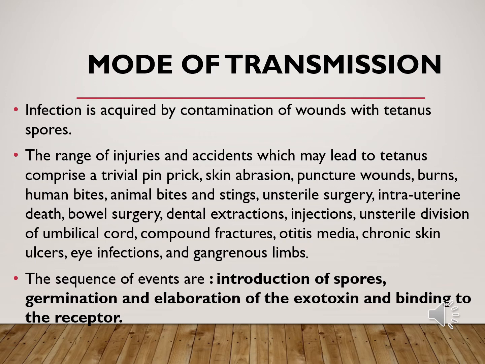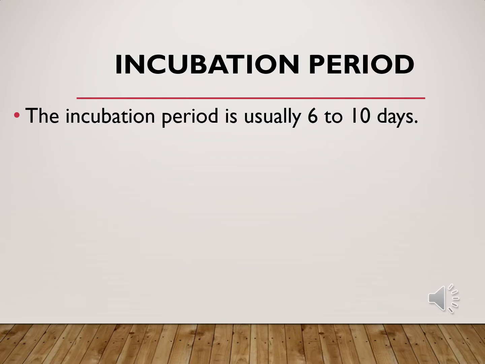However, the sequence of events includes first the introduction of spores, then the germination and elaboration of the exotoxin, and finally binding of the exotoxin to the receptor sites. The incubation period of this disease may be as short as 1 day, or it may be as long as several months, but the usual incubation period is 6 to 10 days. The long incubation period is explained by the spores, which lie dormant in the wounds, and the incubation period may also be prolonged by prophylaxis.